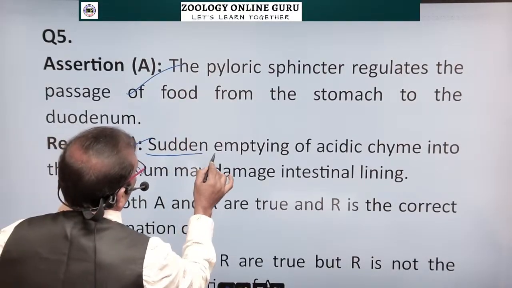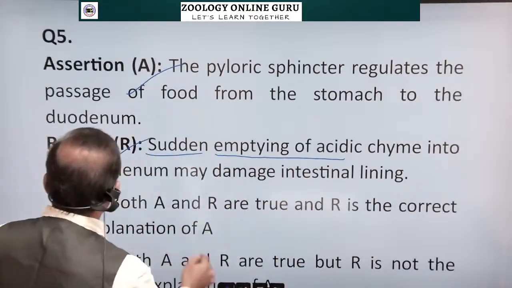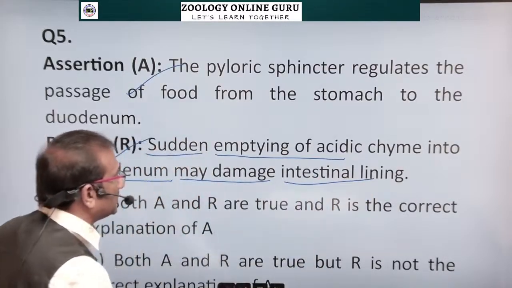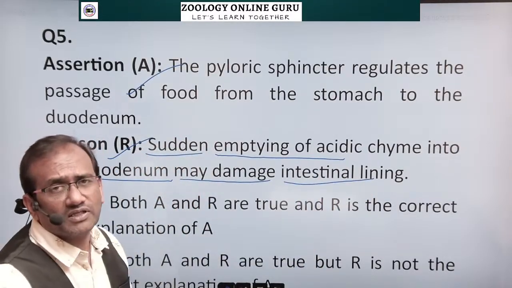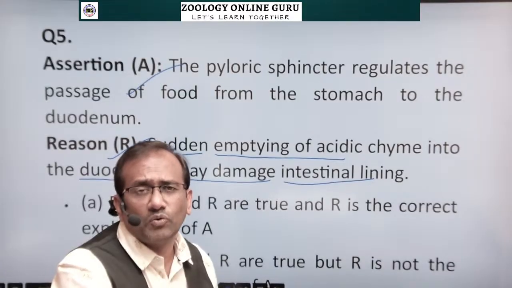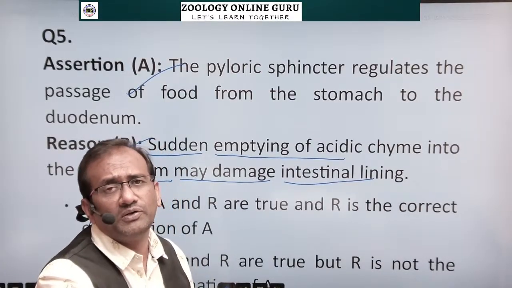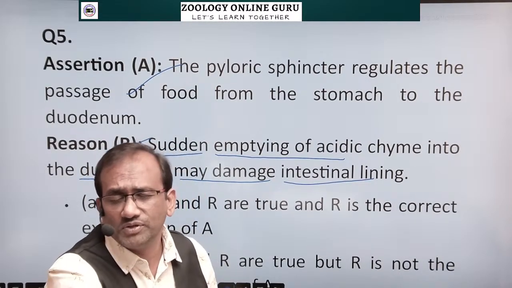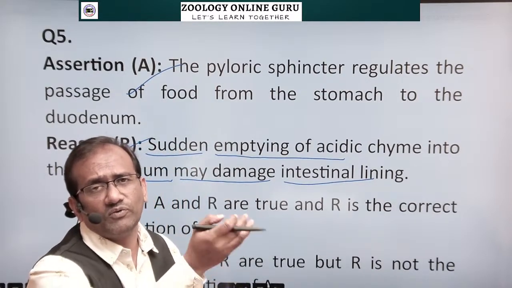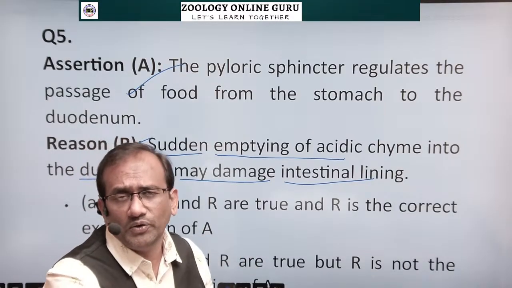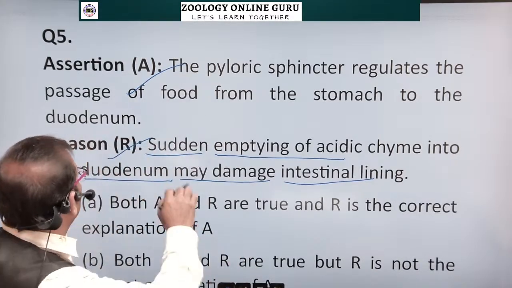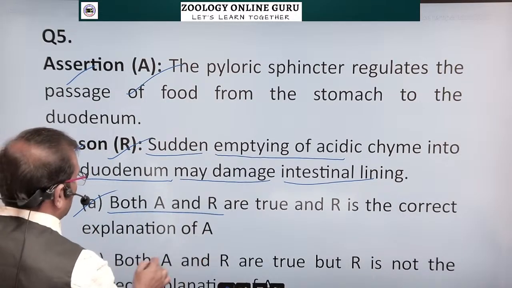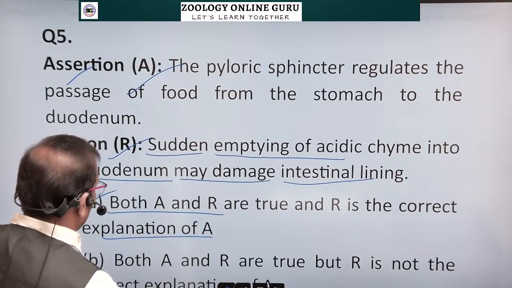Because sudden emptying of the acidic chyme into the duodenum may damage the intestinal lining. Yes, definitely. Whatever the stomach acidity is, if the total food from the stomach enters the duodenum, it may cause harm or damage to the epithelial cells of the duodenum. That's why only some amount of food slowly enters the duodenum. So both are correct. Option A is correct. Both A and R are correct, and R correctly explains A.